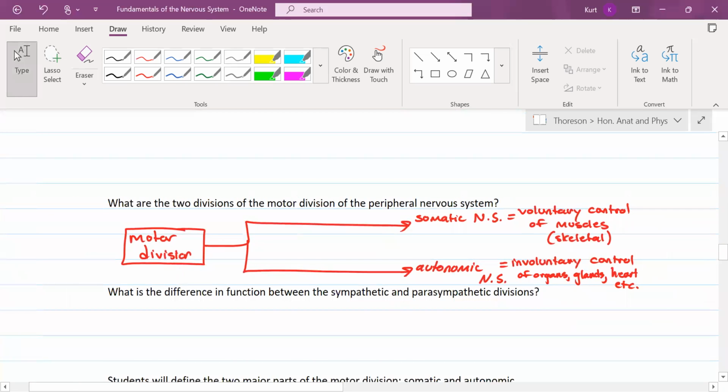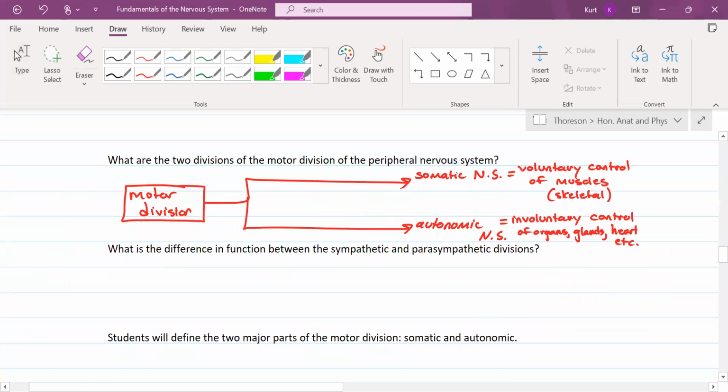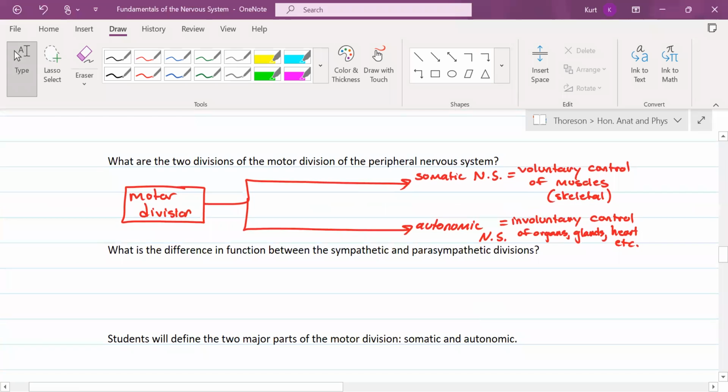All right. The last one we'll do today is, what is the difference between the sympathetic and the parasympathetic? Emma! Oh, Jesus. Oh, God. Oh, my God. Oh, my God.